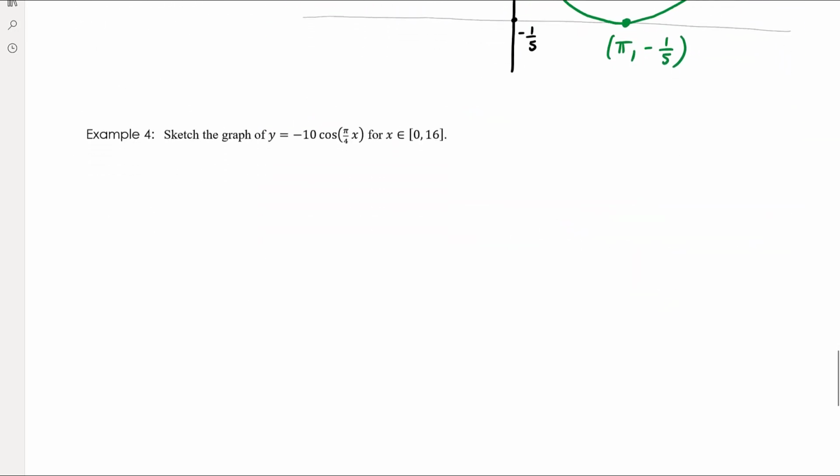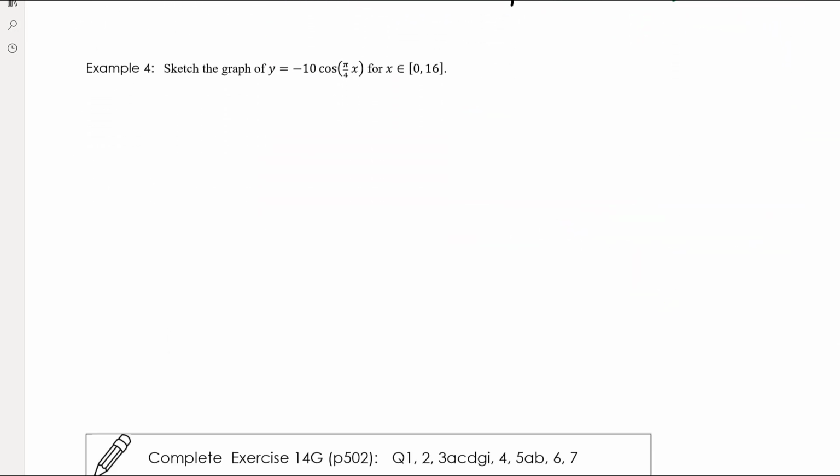And 0, 0 if you want, but not necessary. Okay, and then our final example here, sketch the graph of negative 10 cos of pi on 4x. Okay, a couple of things to look at here. So shape, a negative cos graph, so it's going to start at the bottom and go up and finish at the bottom. Okay, our amplitude is 10.